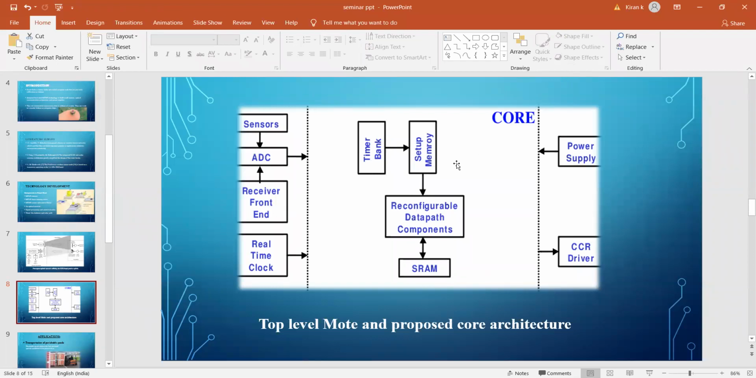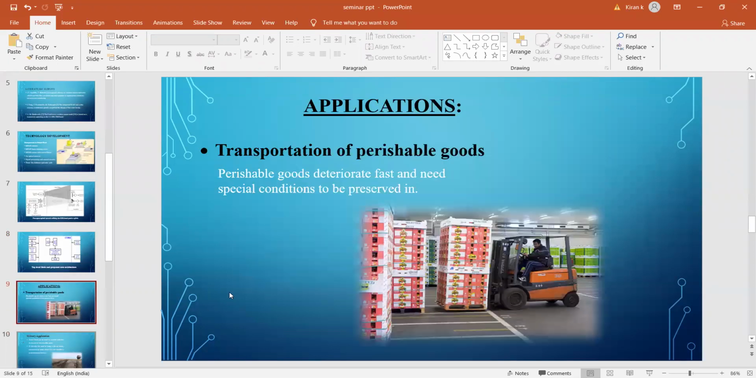So we have seen the optical operation of Smart Dust and the top level core architecture. Next come the applications where Smart Dust can be used and how efficiently it can be used in transportation and perishable goods. For perishable goods, regular monitoring is to be done during goods transportation for the speed and conditions to be preserved.